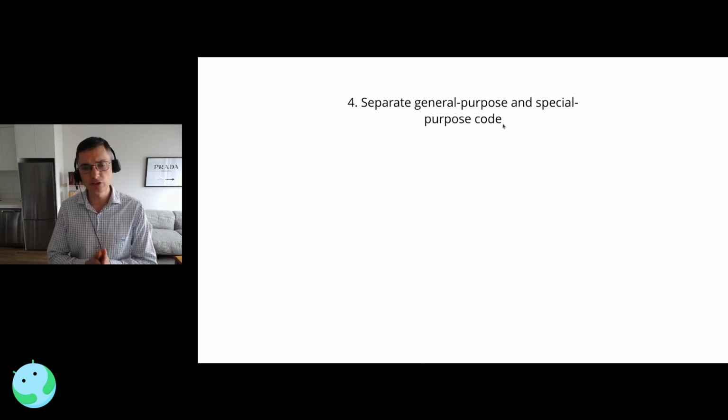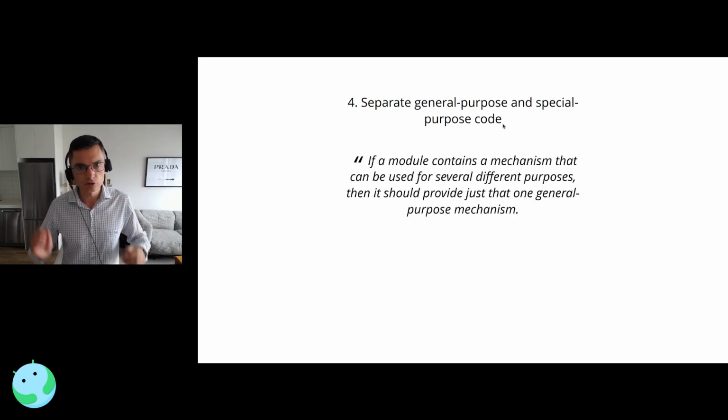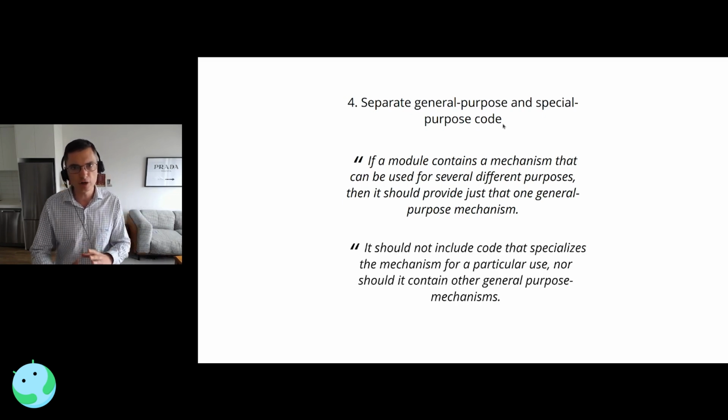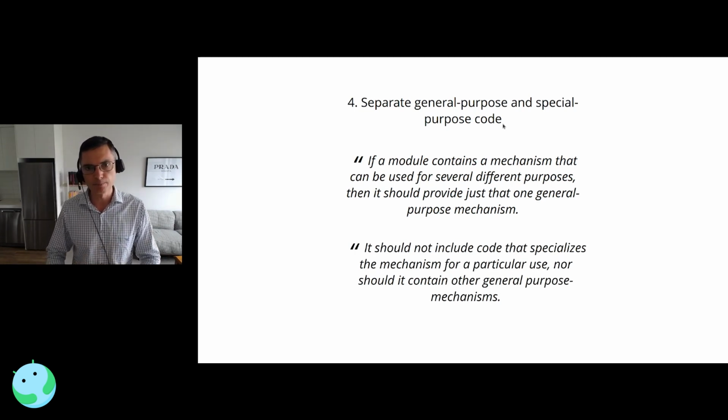The last piece of advice is to separate general purpose code and special purpose code. This is talking about layering, but let's go into more detail. So if a module contains a mechanism that can be used for several different purposes, then it should just provide that one general purpose mechanism. It shouldn't try and specialize that mechanism too early.